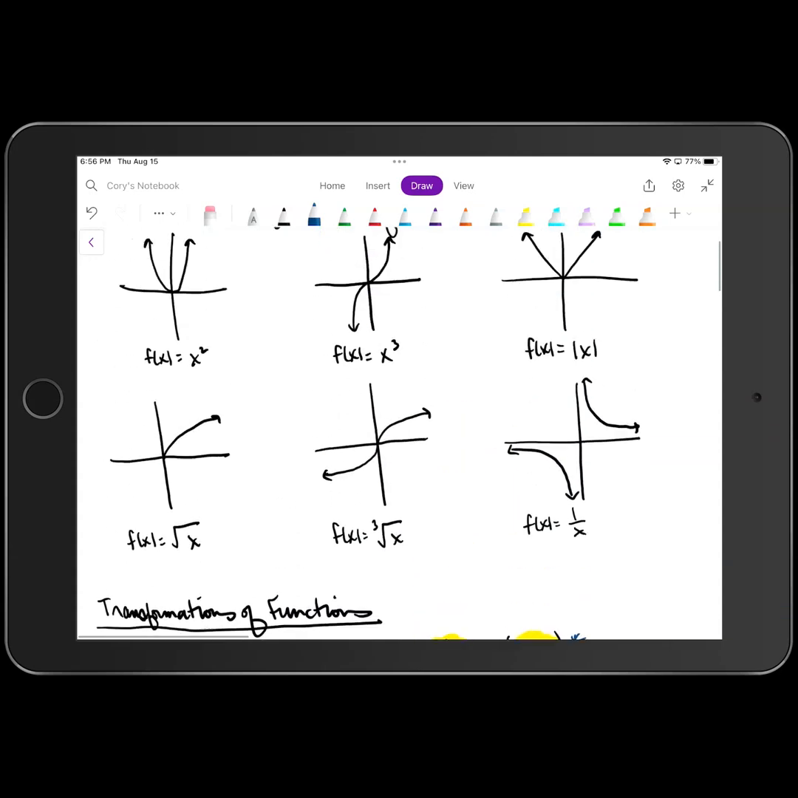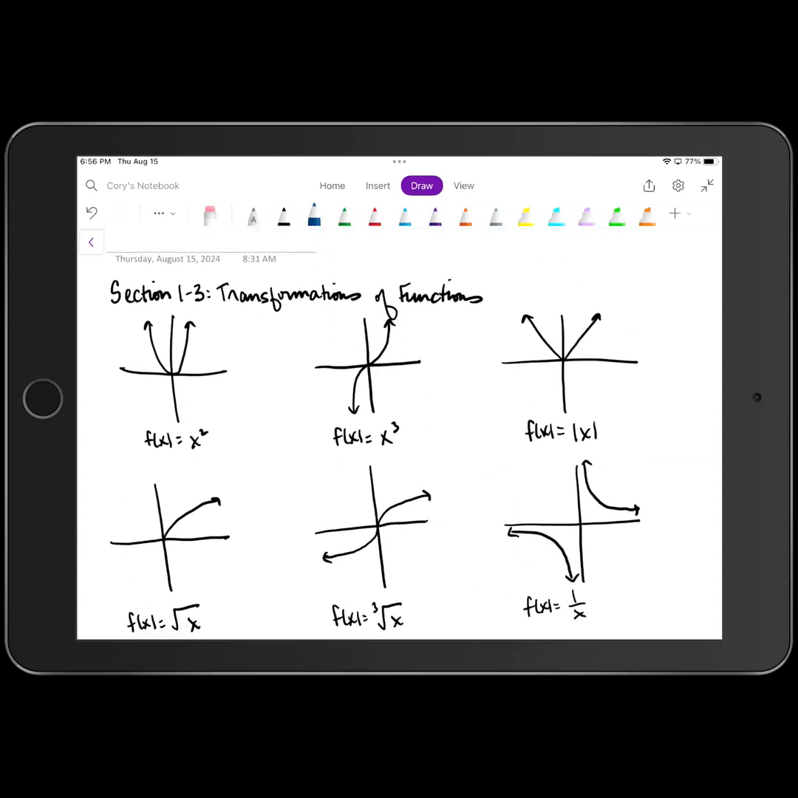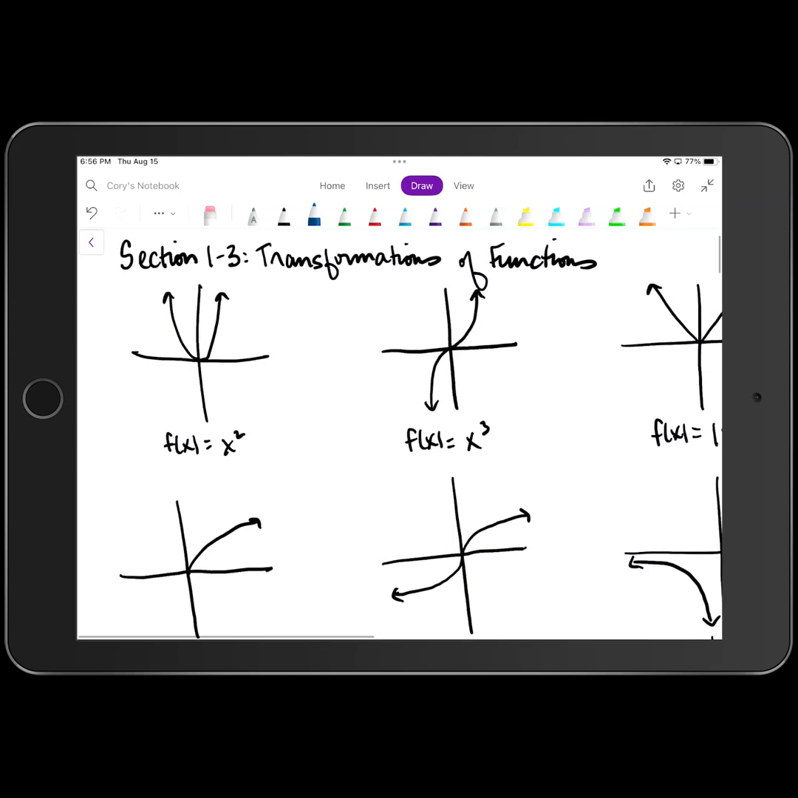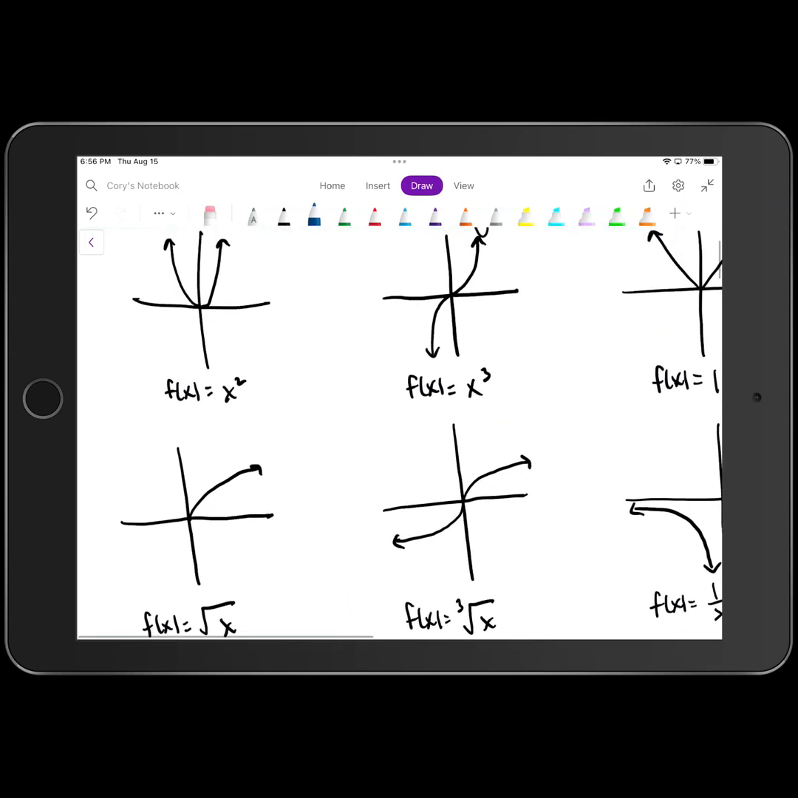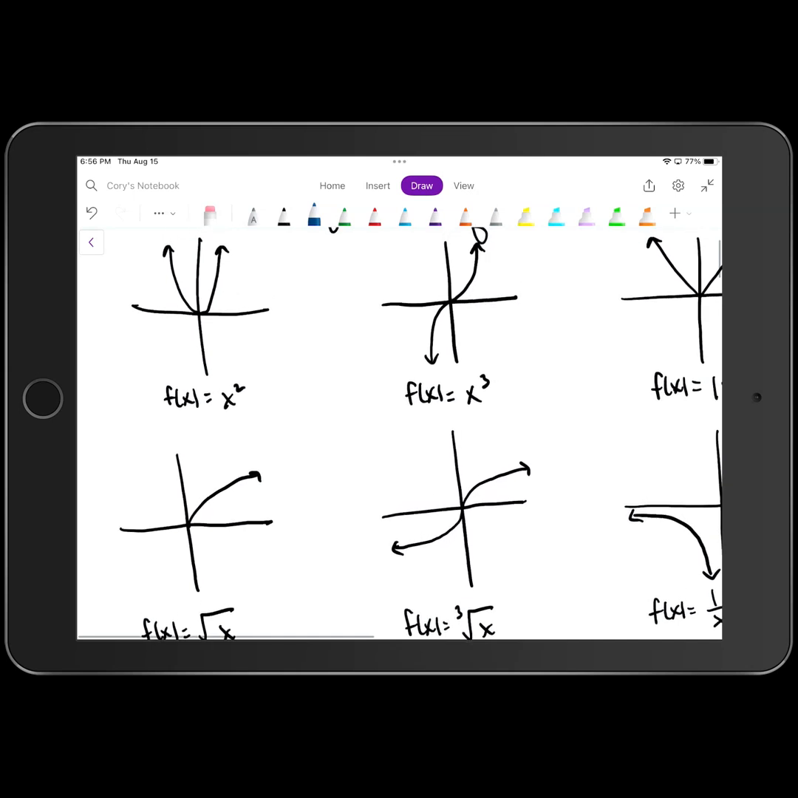Okay, so I want to go really quickly back to two of the functions that we've looked at: the function f of x equal to x squared and the function f of x equal to the square root of x. I want to take a look at what happens when we vertically stretch or vertically compress a graph. When we vertically stretch a graph, you want to think about taking the graph and pulling it vertically. We're going to pull it up and pull it down.